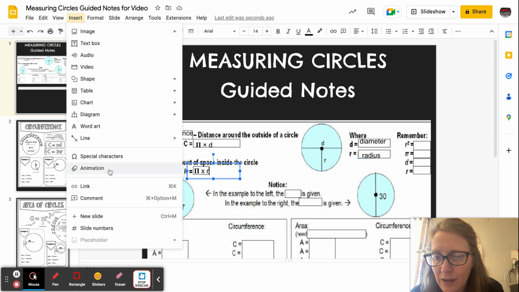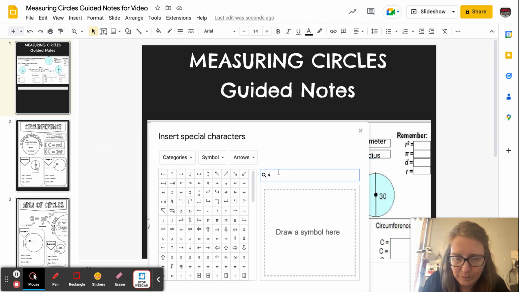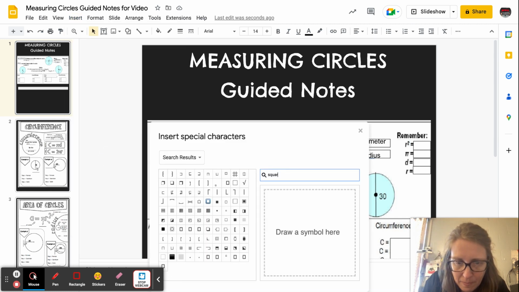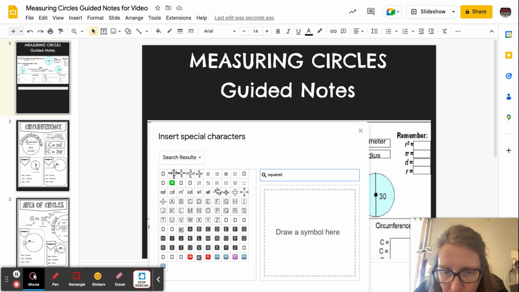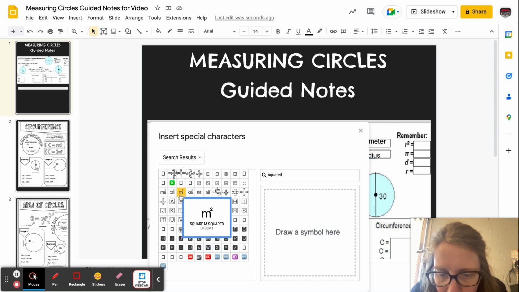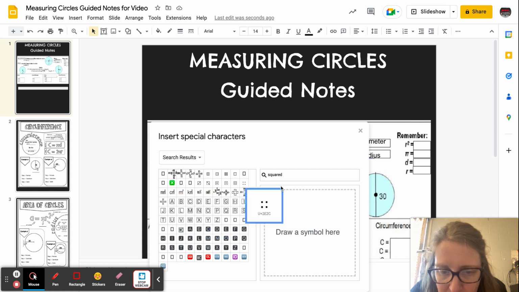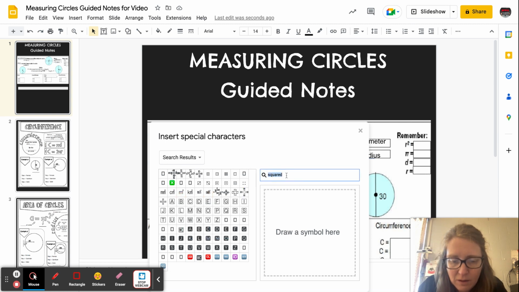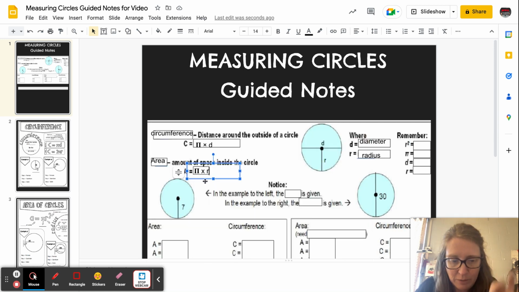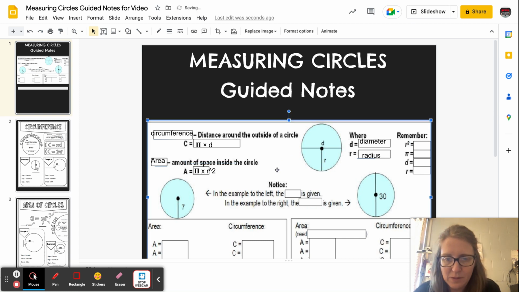I'm trying to remember exactly how to make special characters. That's it, but I don't want millimeter squared. Anyway, you're going to put the little squared thing in, and I'm going to put it like this, and that's what it means. So pi times the radius squared, okay?